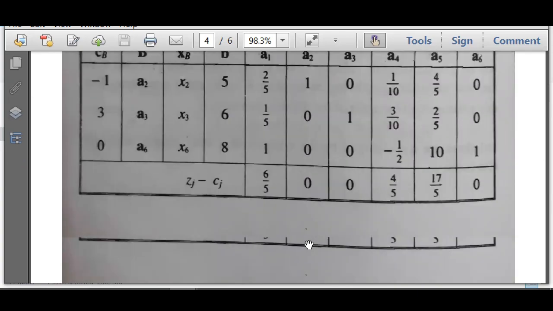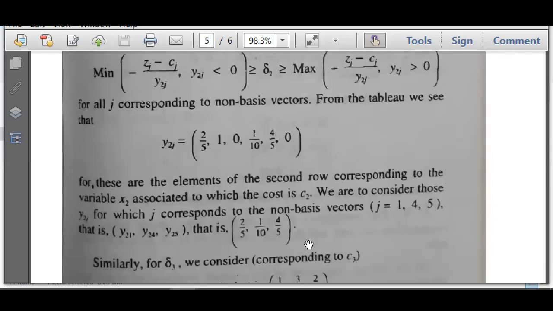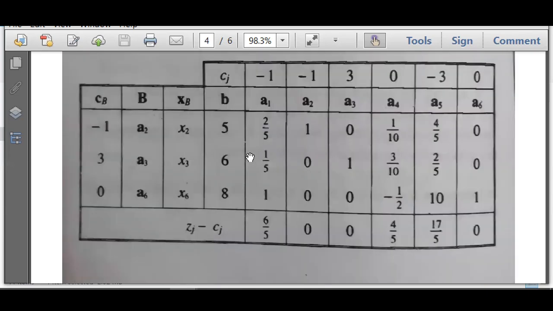Let me just see once more. Y2j, from the table we are getting this. Not this one, my mistake. Along this we should move. Y2j means y21, y22, y23, y24, y25, y26. So y2j is this row. We should collect the y2j corresponding to j as the non-basic part. So what are the non-basic variables? x1, x4 and x5.